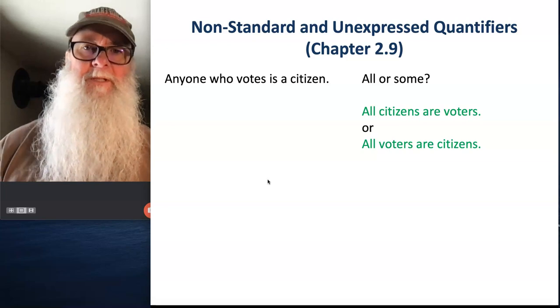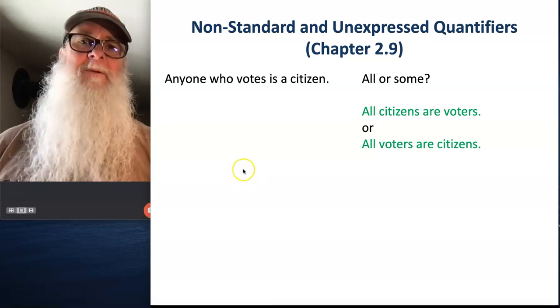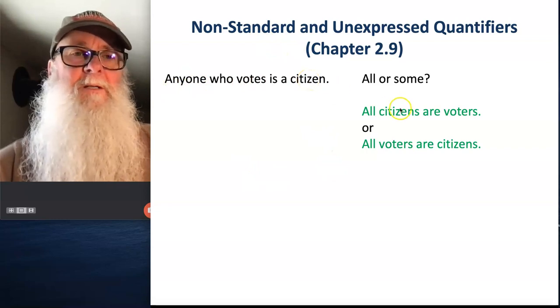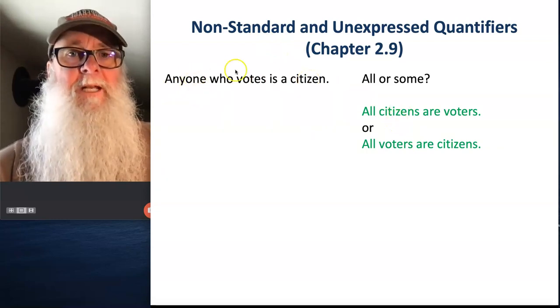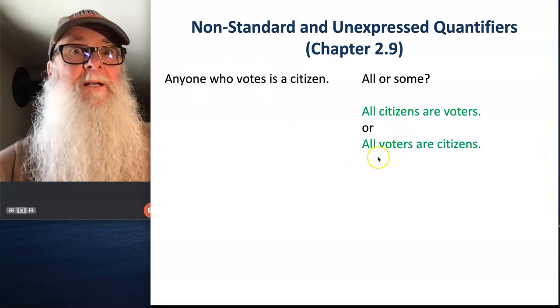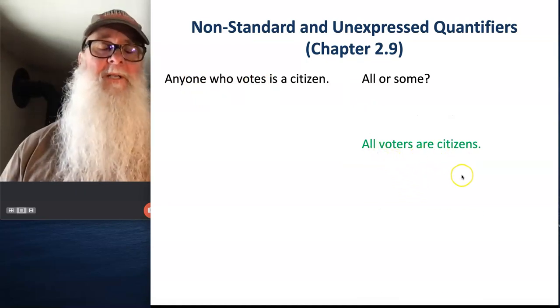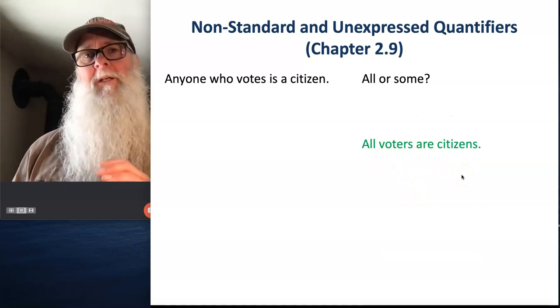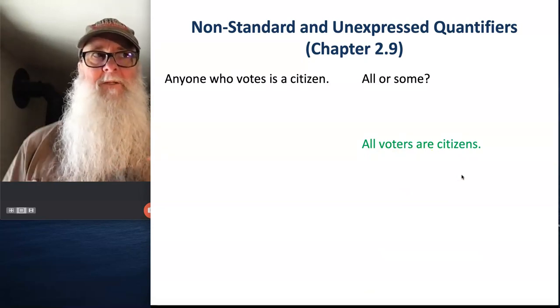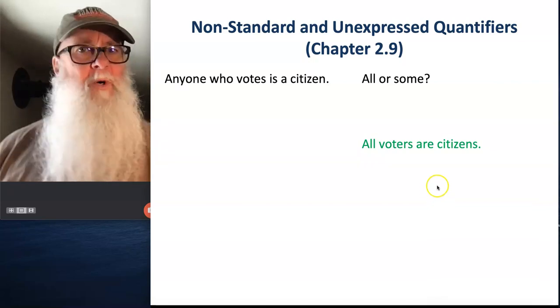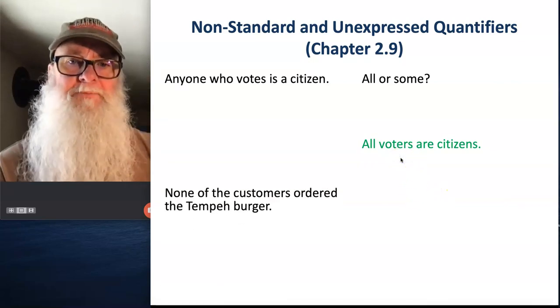And we say, well, which of those seems to capture the original? I would argue that when you tell me that anyone who votes is a citizen, that's not telling me that all citizens are voters. Because anyone who votes is in fact a citizen, but there are lots of citizens that don't vote. So we're going to go with all voters are citizens. Anytime you're not sure what the subject and predicate terms are, just write out two statements with the terms switched and see which one seems to be a more accurate reflection of the original statement.